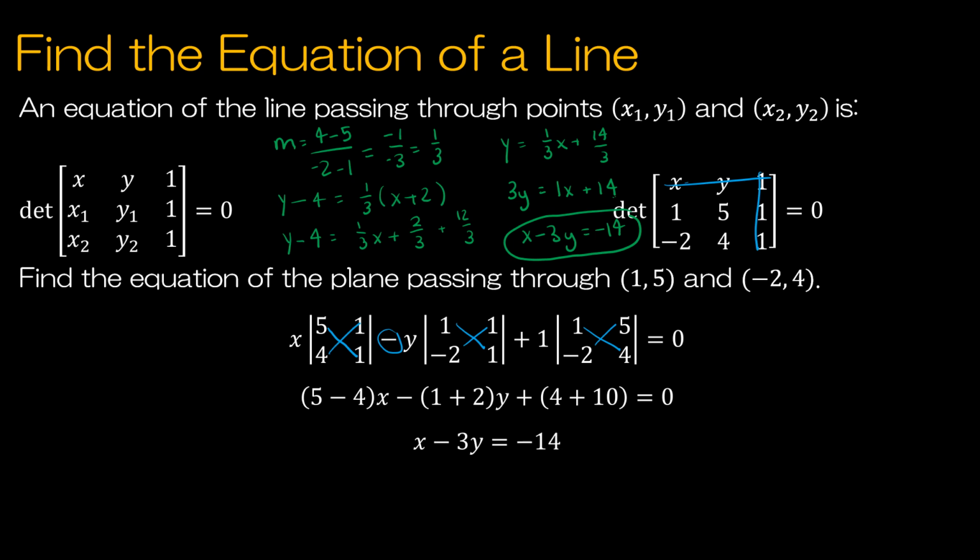5 minus 4 is 1, so that's x minus 3y, and then this gives me plus 14 is equal to 0, so I kind of skipped a step in there. And then I subtracted 14 from each side. And I want you to notice that gives me the same result I got doing it by hand using algebra.